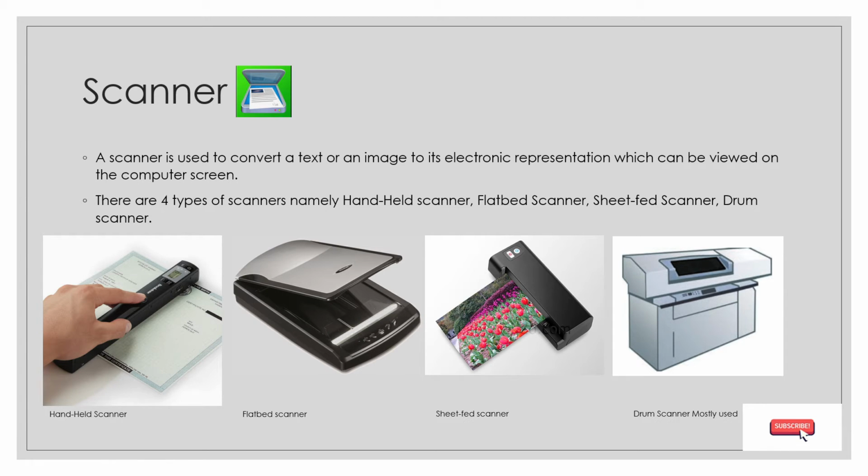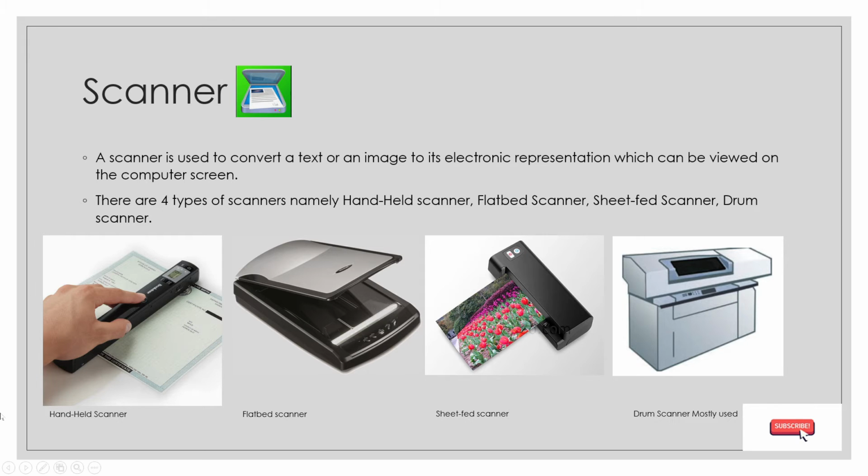Scanner. A scanner is used to convert a text or an image to its electronic representation which can be viewed on the computer screen. There are four types of scanners, namely handheld scanner, flatbed scanner, sheet-fed scanner and drum scanner.